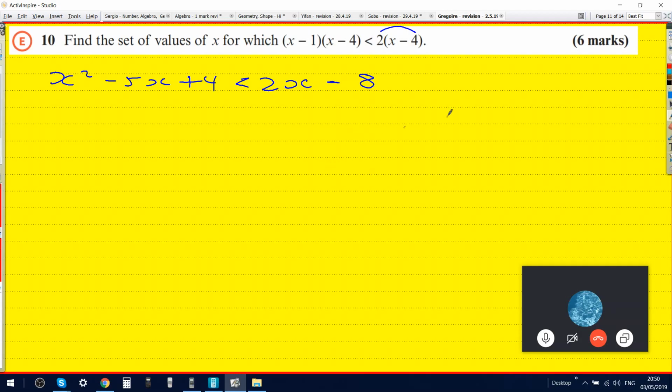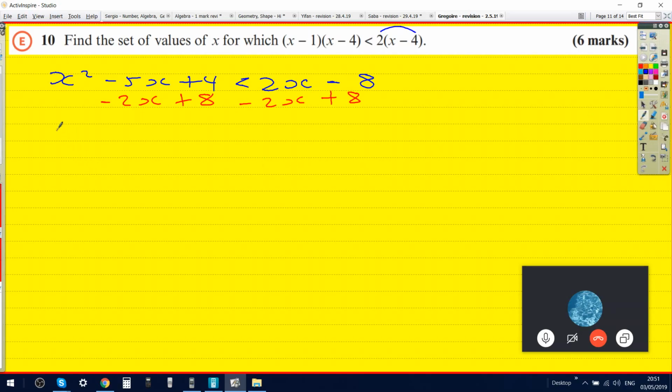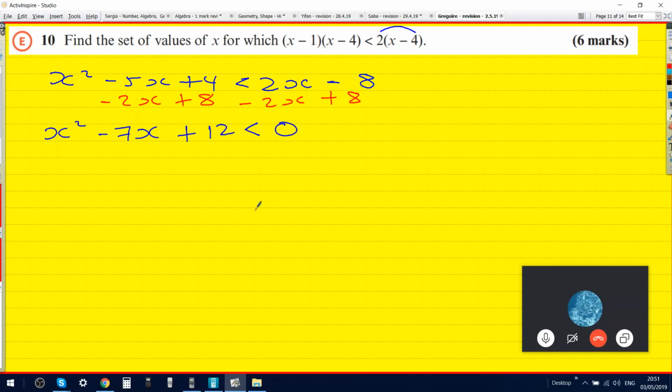move the right side over to the left. So that becomes x squared minus 7x, and then plus 12 is less than 0. And then we can use the quadratic equation, or a graph for me at least. So try that on your calculator.